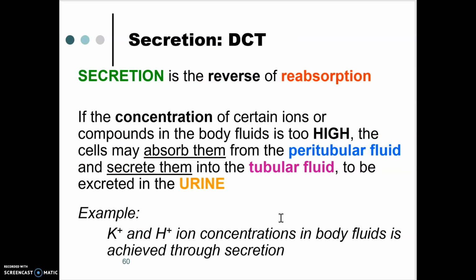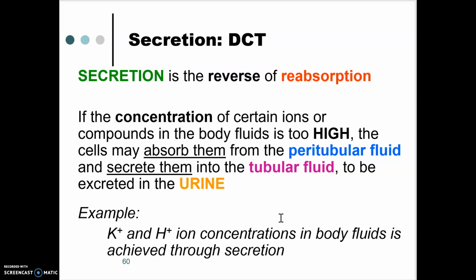Now, the main role in the DCT is secretion. Remember, secretion is the reverse of absorption. So when we're secreting things, we're not taking fluid out of the nephron back into the blood. We're taking stuff from the blood or the peritubular fluid and adding it back into the nephron. By secreting stuff into the tubular fluid, it becomes part of the urine, so it's the stuff that's going to be excreted. Secretion is adding things back in that our body doesn't necessarily need, so that we can get rid of it.